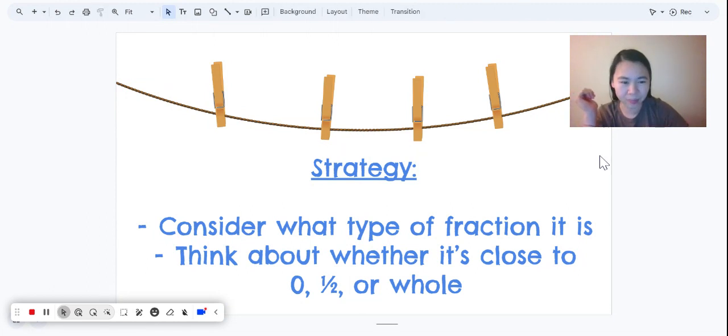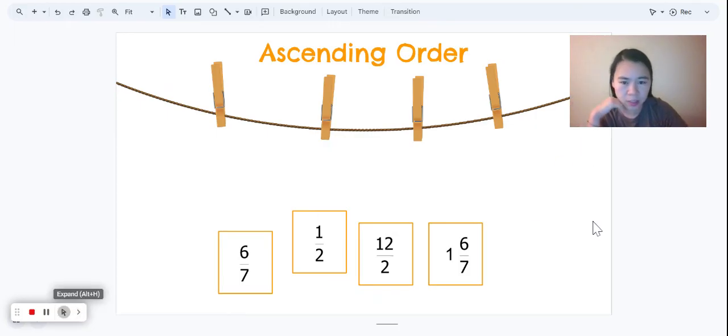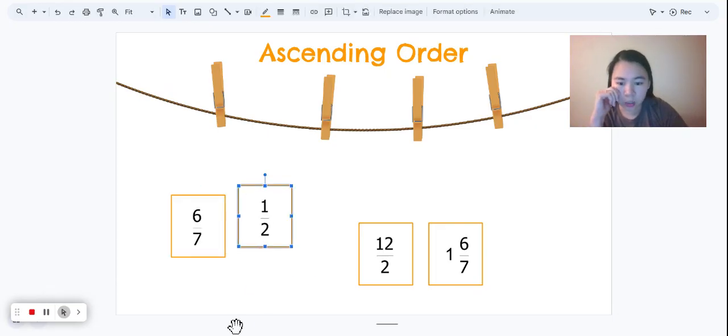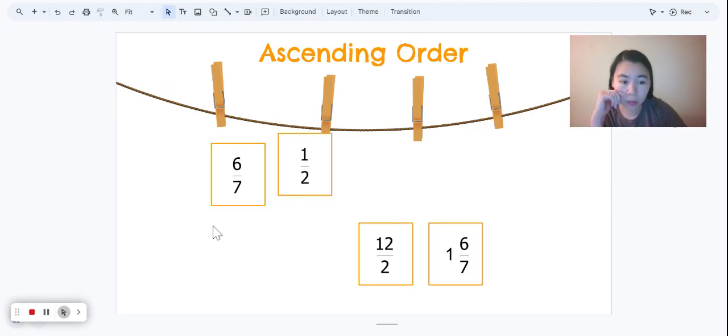Now let's practice. All of these practice slides are going to be in ascending order just to make things easy. Ascending, remember, like you're ascending up a mountain. It's going from low to high. My first strategy is to look at these types of fractions. What types of fractions are they? I know that proper fractions will be the smallest. So here's a proper fraction. Here's a proper fraction. These 2 cards are going to be in the first 2 clips.